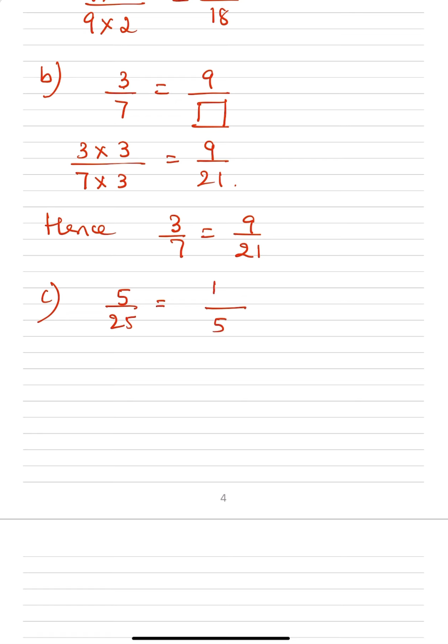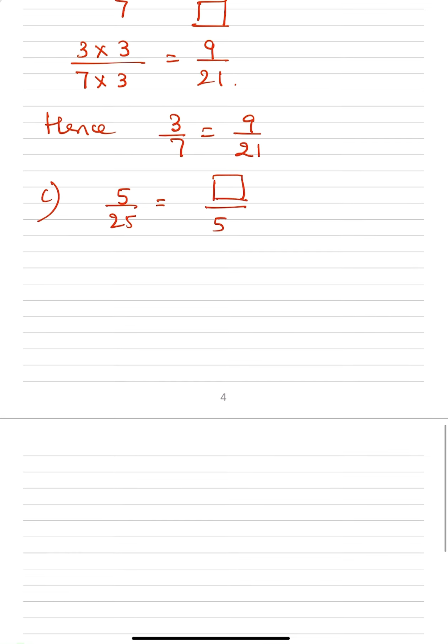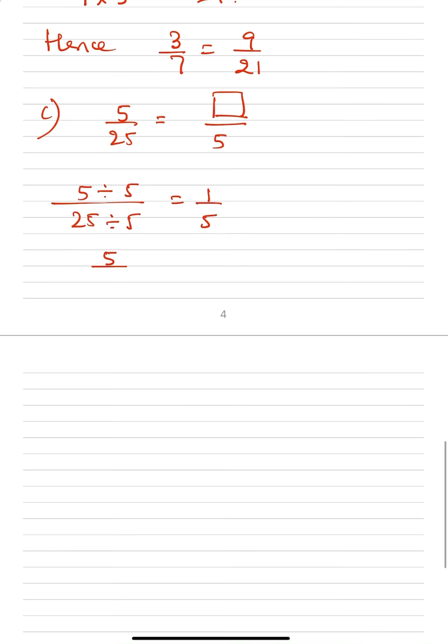Let us take the third example, 5 upon 25, which is equal to dash upon 5. Here it is 5 and here is a bracket. Here we can see it is divided. We know that in equivalent fractions either we multiply or we divide the numerator and the denominator by the same number. So 5 upon 25 divided by 5, then this should also be divided by 5. This is 1 upon 5. Therefore, I will say 5 upon 25 is equal to 1 upon 5, and these both are equivalent fractions.